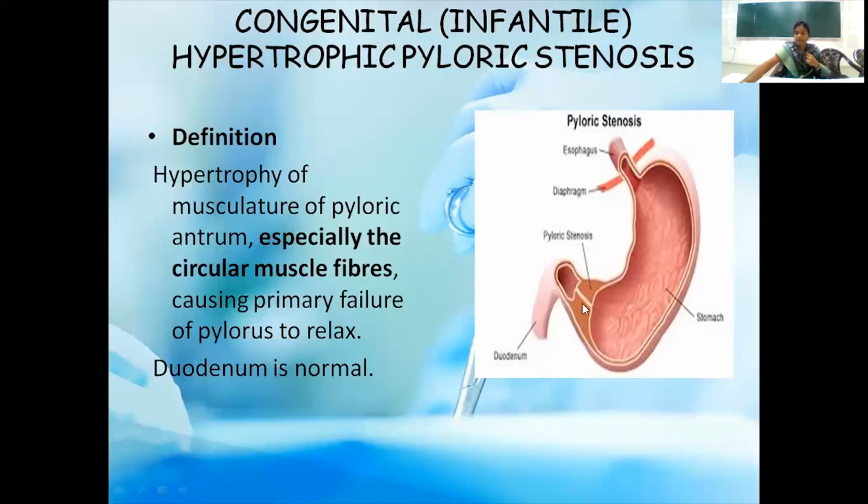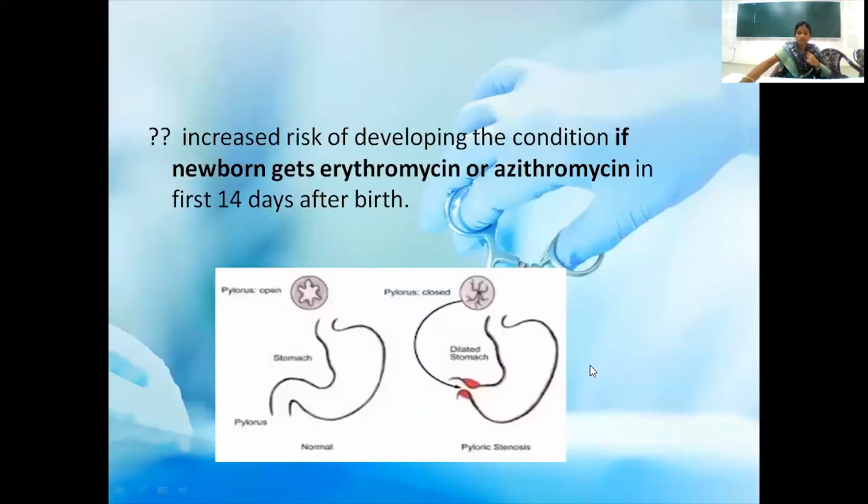This is a picture showing the pyloric stenosis. This is the hypertrophied circular muscle. There's a doubtful increased risk of developing this condition if the newborn gets erythromycin or azithromycin antibiotics in the first 14 days after birth. This picture shows the normal pylorus where the lumen is patent. In case of pyloric stenosis, it is collapsed and there is hypertrophy of the circular muscle.